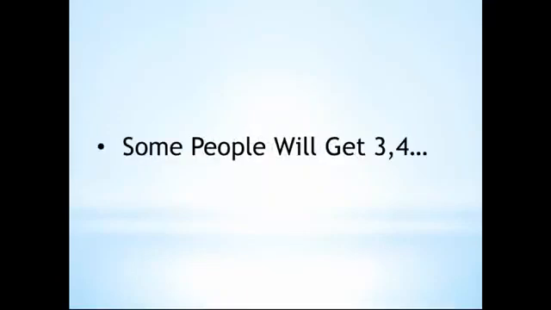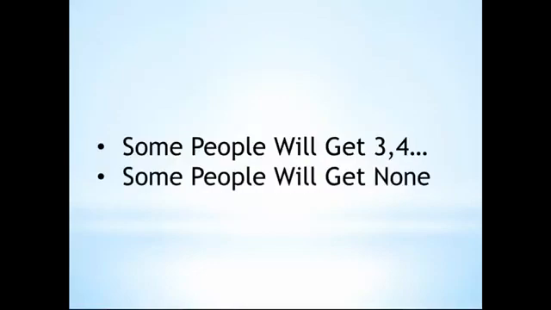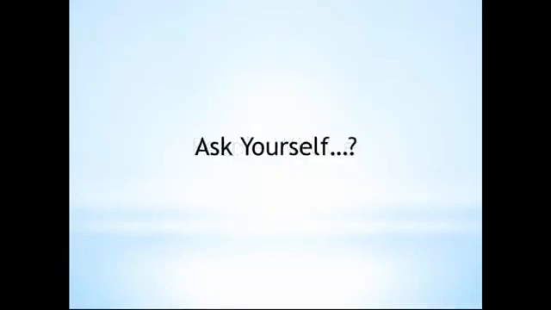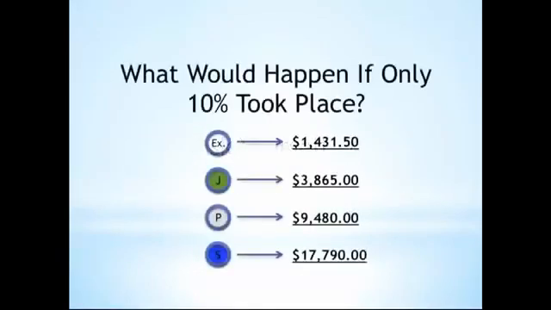Remember, these scenarios are only if each new person gets 2 people, everyone orders a minimum autoship of 60 points, and nothing more. There are going to be many people who get 3 or 4 or even more. Obviously, there will be some people who don't get any. But at each of these levels, ask yourself, what would happen if only 10% of the activity outlined in the scenario actually took place? You'd still be doing pretty well.